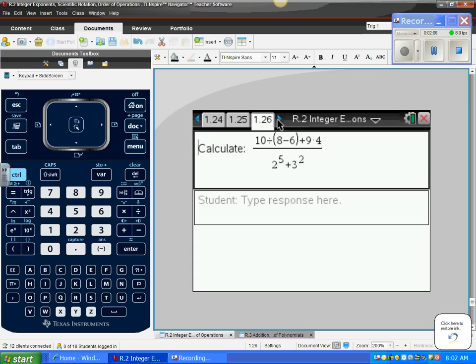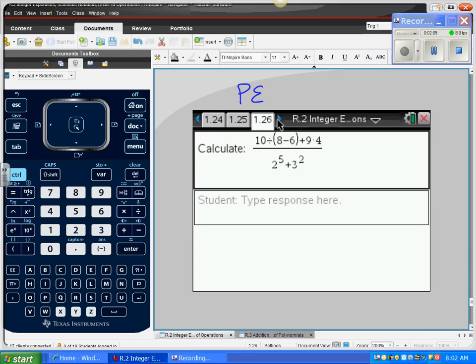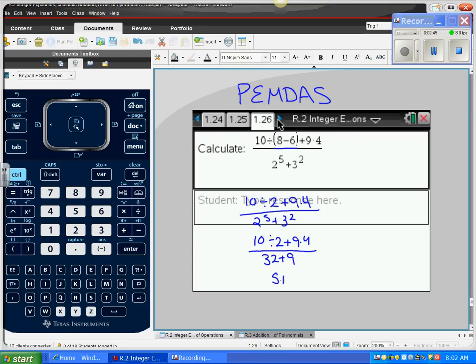Let's try another one. Okay, so if you need to write PEMDAS, there's nothing wrong with that. Do whatever's easiest for you. Please excuse my dear Aunt Sally. Okay, so we have parentheses. 10 divided by 2 plus 9 times 4, over 2 to the 5th, 3 squared. Exponents. Okay, 10 divided by 2 plus 9 times 4, over 32 plus 9. All right. Multiplication, division. 10 divided by 2 gives us 5, and 9 times 4 gives us 36.